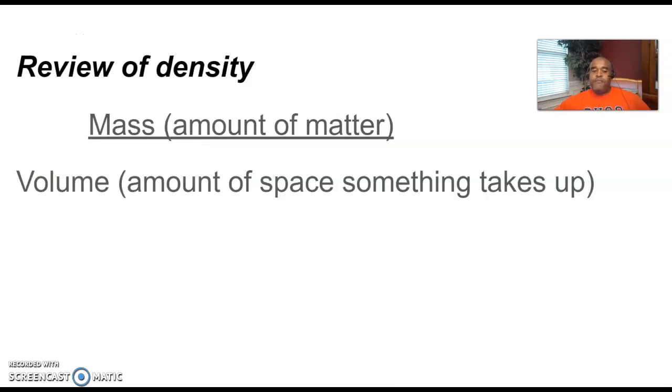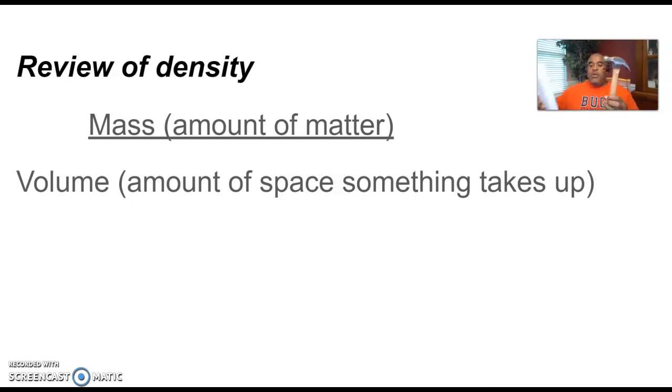Okay? Now, let me go over density real quick. The way I want to go over density is to give you a visual example. Okay? So density is simply mass divided by volume. And when we talk about mass, we're talking about the amount of matter, what materials an object is made of, the amount of it, how heavy it is. Okay? Mass and weight are very similar. And then volume is the amount of space something takes up.